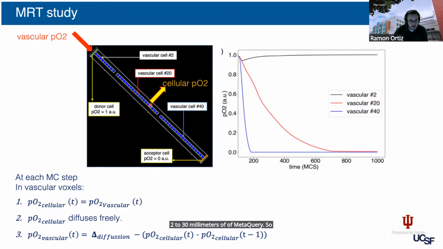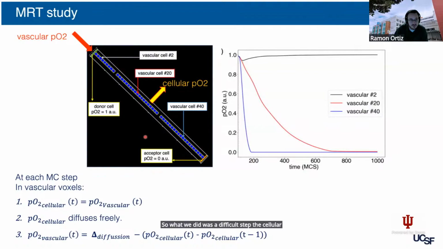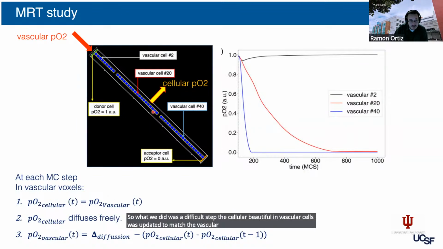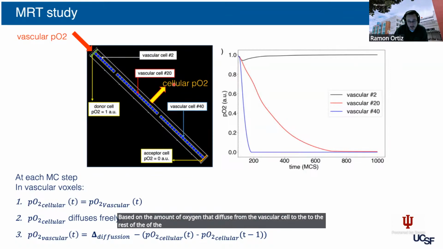So the oxygen flow to the medium, in this case, was modeled by coupling this vascular field to another field that we call the cellular PO2 field, which can diffuse throughout the entire tissue. What we did was, at each Monte Carlo step, the cellular PO2 field in vascular cells was updated to match the vascular field value, and then it was allowed to diffuse freely. At the same time, the vascular field was reduced based on the amount of oxygen that diffused from the vascular cell to the rest of the lattice in the form of cellular PO2, which was estimated by the change in cellular field compared to the previous step.